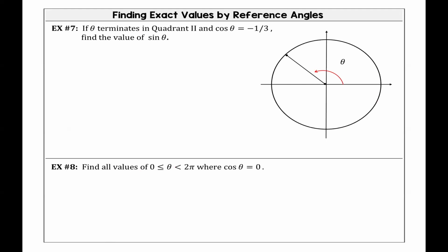So now it says if theta terminates in quadrant 2, that means that our angle's in quadrant 2. In quadrant 2, what's the only positive? The y. So therefore, which trig value is positive? Sine. All Students Take Calculus, where we're at the S. If theta terminates in quadrant 2, cosine theta equals negative 1/3. Find the value of sine theta.